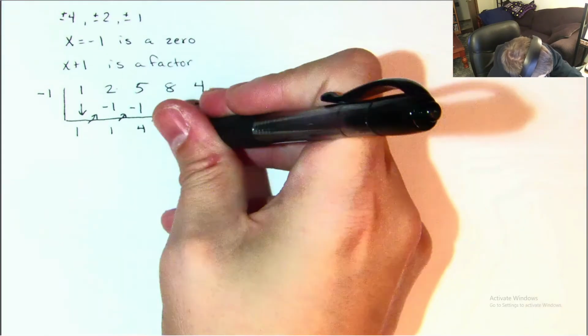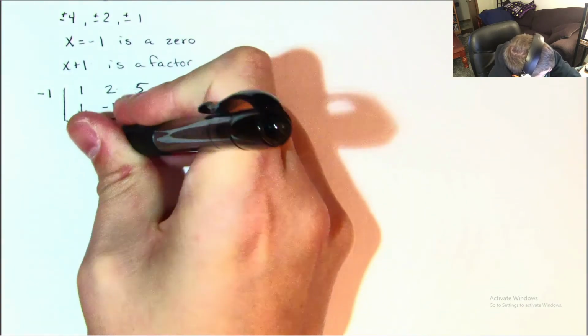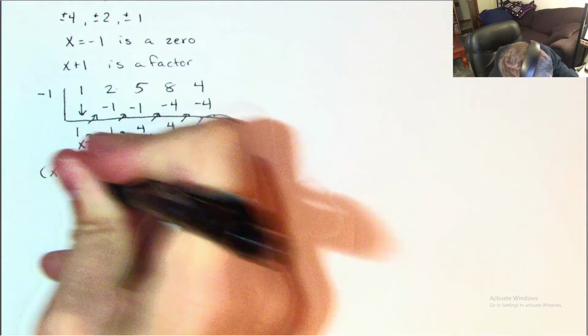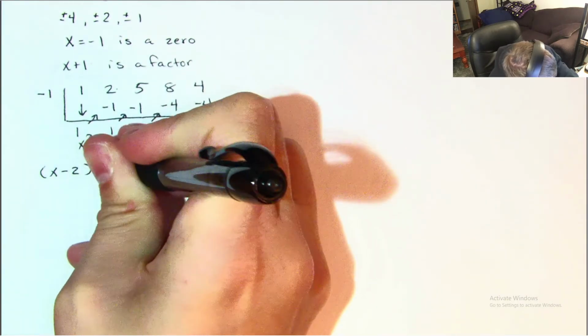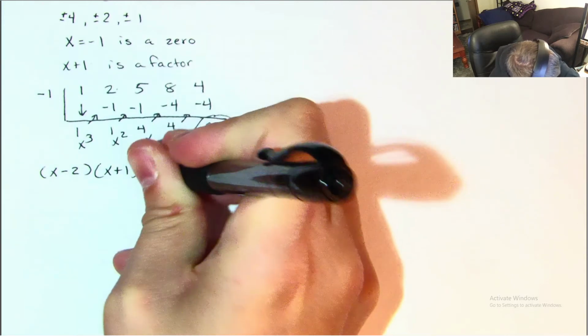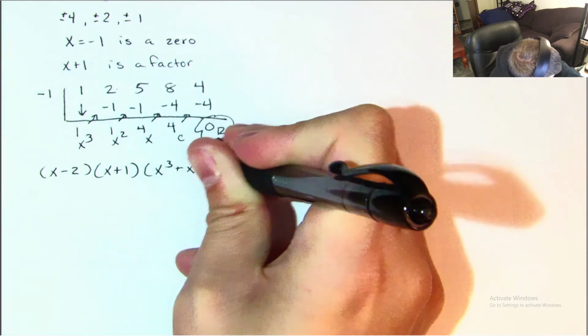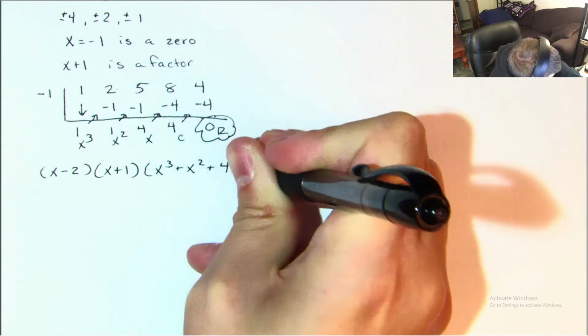This is my constant term. This is my x term. This is my x squared term. This is my x cubed term. Okay, so now I have x minus 2 times x plus 1 times x cubed plus x squared plus 4x plus 4, and that is equal to 0.